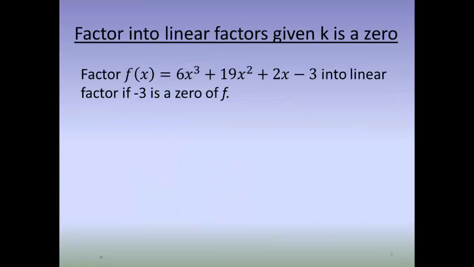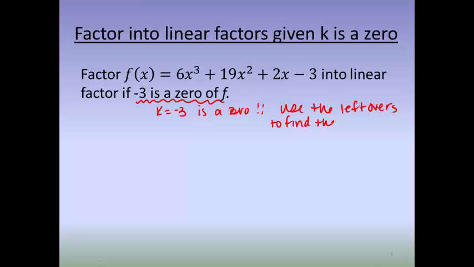So this one is asking us to not just determine if something's a factor, but then to continue and find all of the factors. Let's see how that would work. So if I know that -3 is a 0, they've already determined that k equals -3 will produce a 0. Okay, then I need to use what's left over. So the plan is to use the leftovers to find the other factors. Let's see how that's going to work.